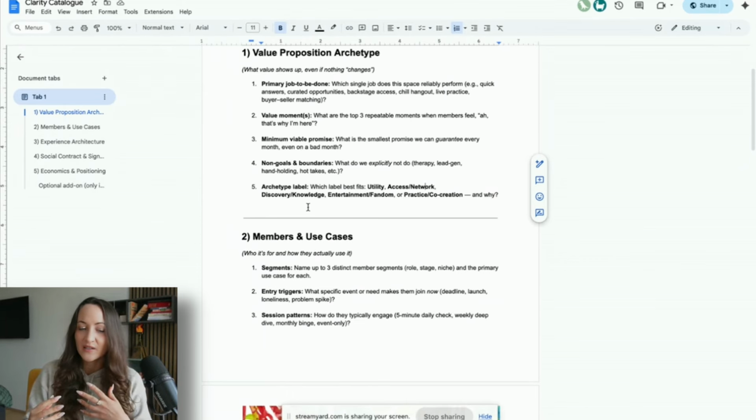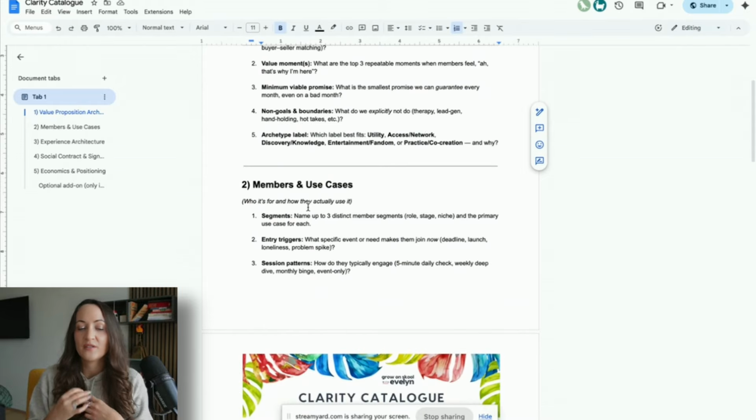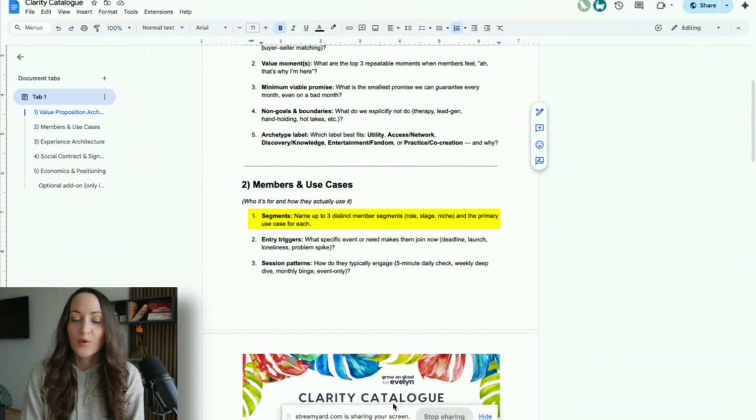I'm actually unclear about that. So for that, we have the following questions: members and use cases. What you want to think about is here: name up to 3 distinct member segments, role, state, niche, and the primary use case for each.